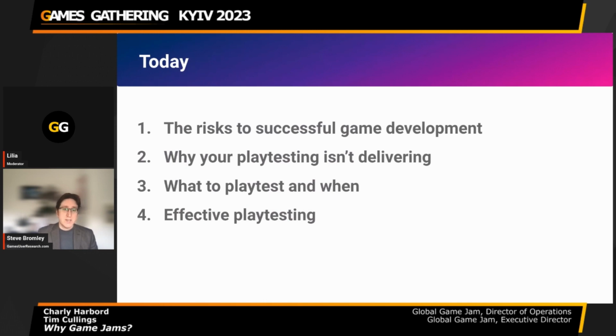First, I want to talk about the risks to successful game development. What are some of the challenges that you will encounter when you're developing your game? Some of the reasons why your playtesting might not be as effective as you're hoping it to be or as you believe it should be. How do we work out what to playtest and when, and how do we apply that user research best practice to run higher quality playtests? And last of all, effective playtesting, how to make the best use of the time that you're spending with players when you're running your user research or your playtest sessions. But let's start at the beginning.